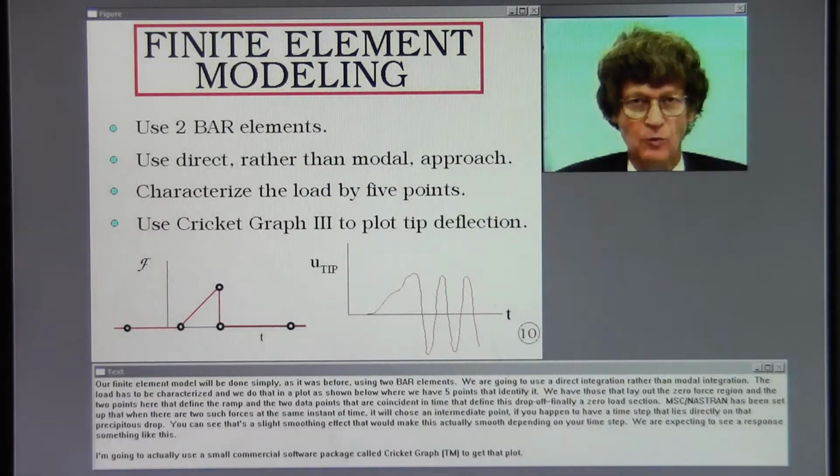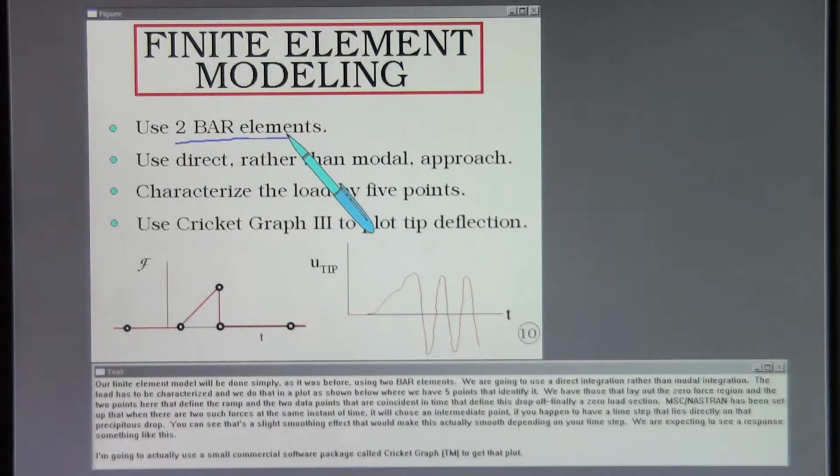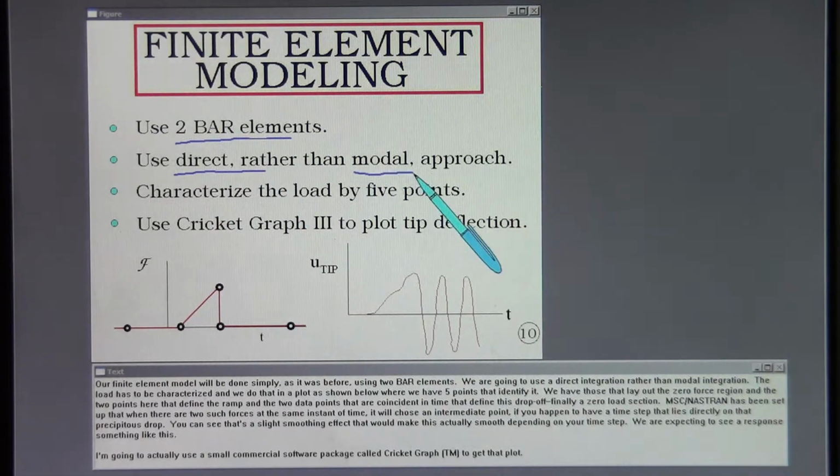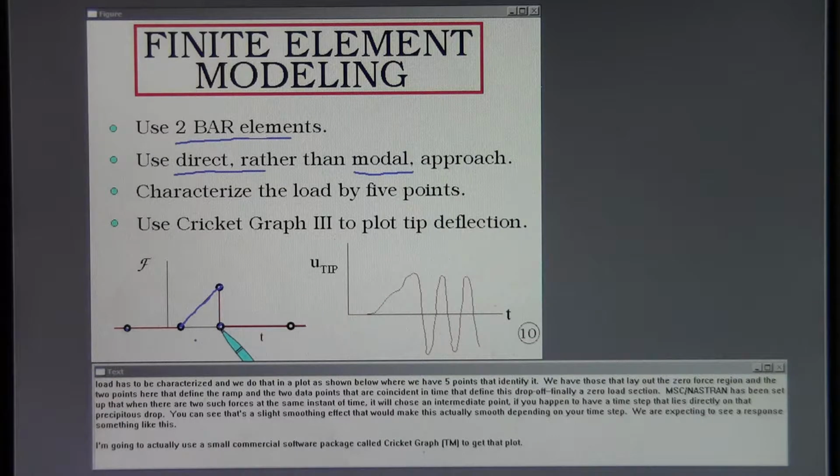Our finite element modeling will be done simply as it was before, using two bar elements. We're going to use a direct integration rather than a modal integration. The load has to be characterized, and we do that in a plot as shown below, where we have 5 points that identify it. We have those that play out the zero force region, then 2 points here that define the ramp, and then the 2 data points that are coincident in time that define this drop-off. Finally, a zero load section.